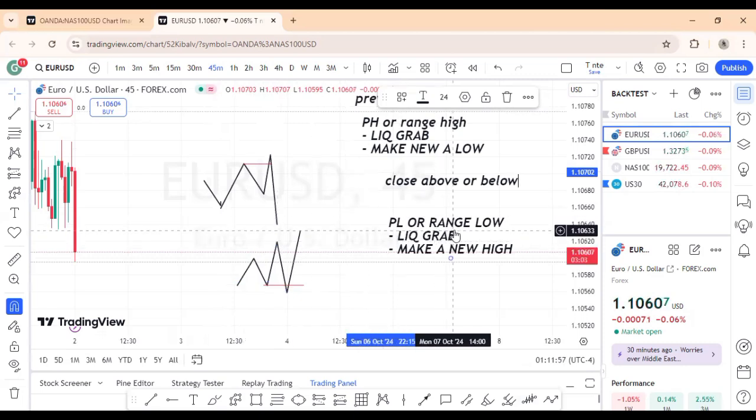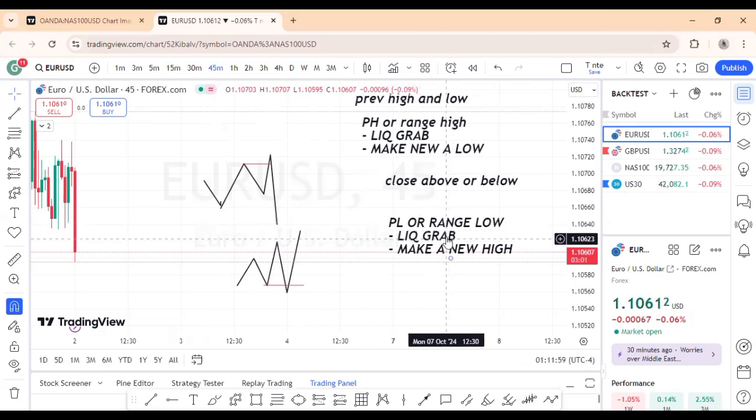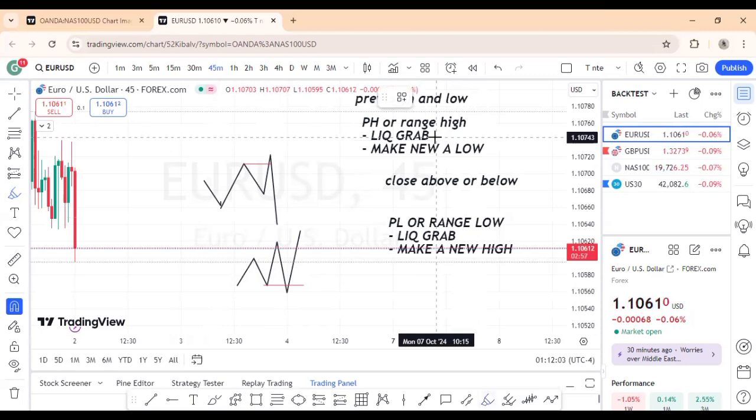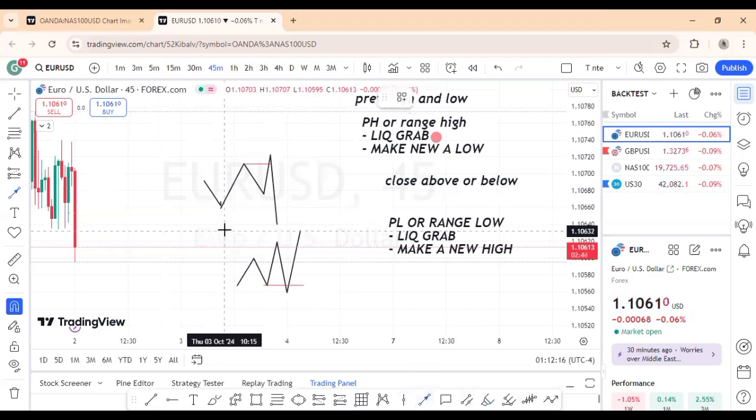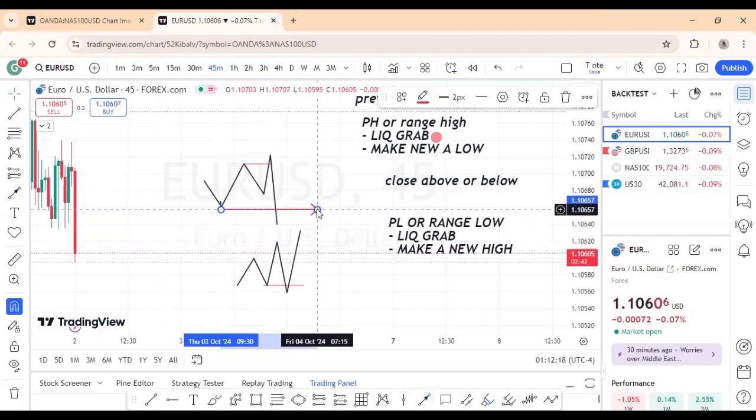Right, it's getting very interesting. For this liquidity grab, price doesn't necessarily need to close above. Note this: when we are looking at a liquidity grab, price doesn't have to close above this before you call the liquidity grab. It doesn't necessarily have to do that. But the close is very necessary to confirm that I made a new low.